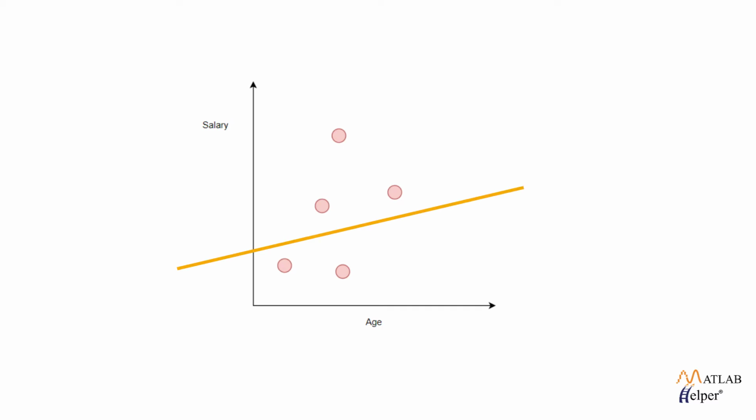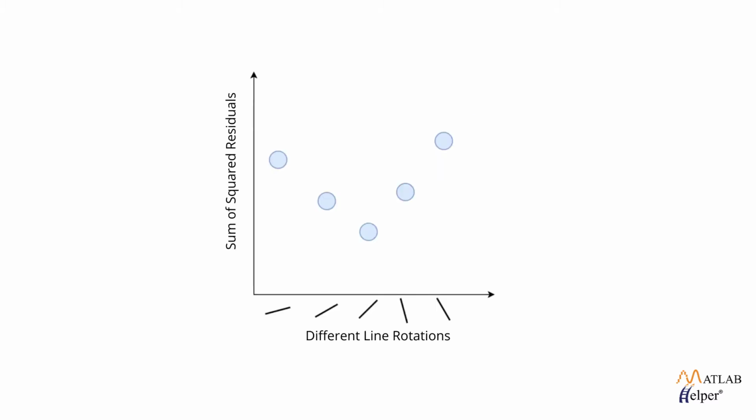Let us consider one random line. Now calculate the distance between each data point and the line. Square the distances and add them all. The calculated value is called the sum of residuals. Now rotate the line and calculate the sum of residuals for this condition. Repeat the steps and calculate the sum of residuals for different rotations. Now draw a graph with sum of squared residuals on the y-axis and different line rotations on the x-axis. Now find the line which has the least sum of squared residuals. So in this case, the noted line rotation has the minimum sum of squared residuals.